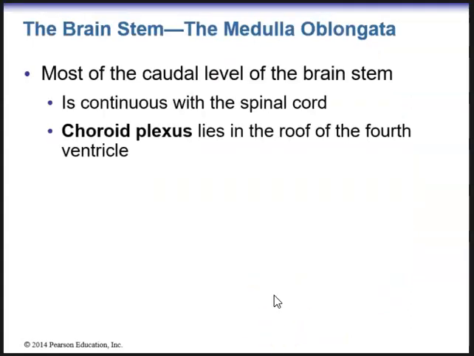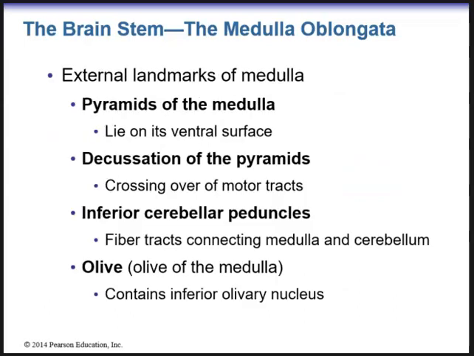So most of the caudal level of the brainstem is continuous with the spinal cord. We know that there is a choroid plexus that produces cerebrospinal fluid that lies in the roof of the fourth ventricle. We have external landmarks of the medulla oblongata. We have the pyramids that lie on the ventral surface.